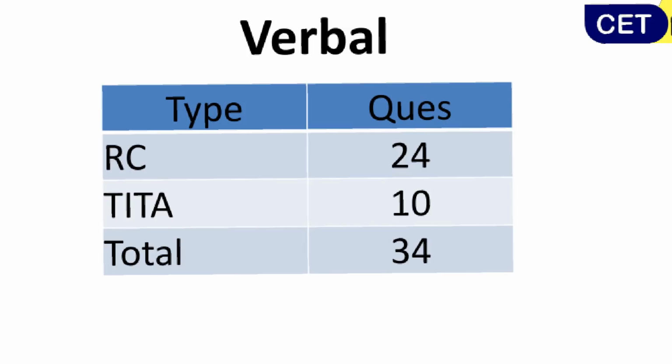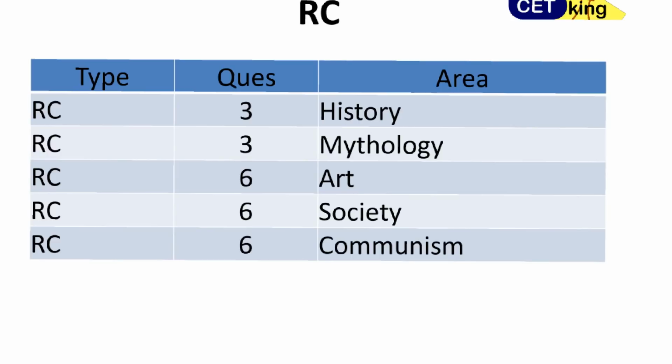Overall, no change. 24 questions of RC and 10 questions of theta, total 34 questions. The first change we can see here is in the RCs. Earlier there used to be 4 RCs of 6 questions each. Now there are 5 RCs: 2 smaller RCs of 3 questions, and 3 RCs of 6 questions. So 24 questions might not be 4 RCs of 6 questions each. There can be 5 or 6 RCs as well. So be prepared for that.